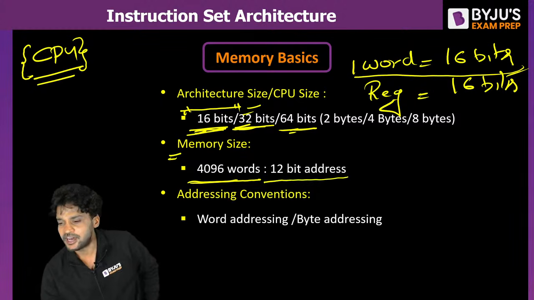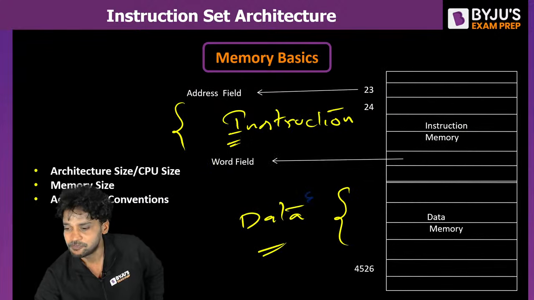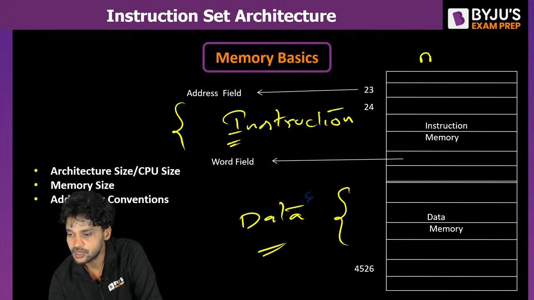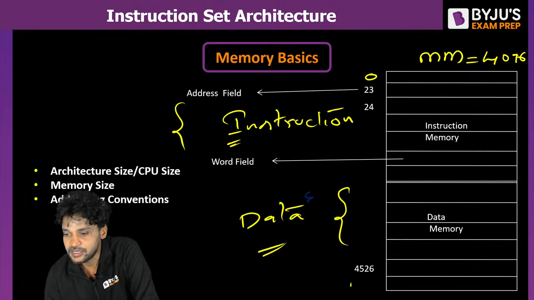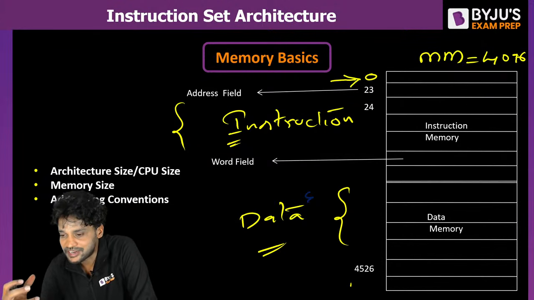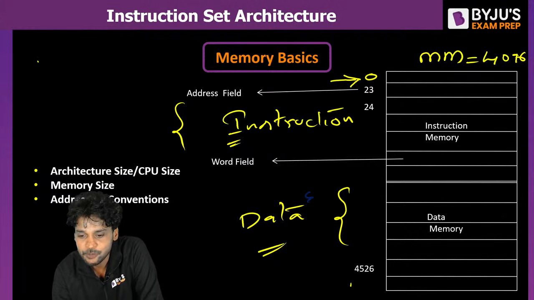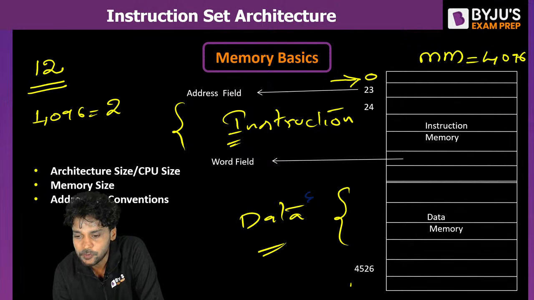Any doubts so far? Sir, what is this 12-bit address? Let me tell you. See, this is my total main memory. Total size is equal to 4096, meaning this is the 0th location, this is the 4095th location. That means I do require an address length here. I need some address digits that are needed to represent every location. For that, I require 12 digits. Total 4096 is equal to 2 power 12.